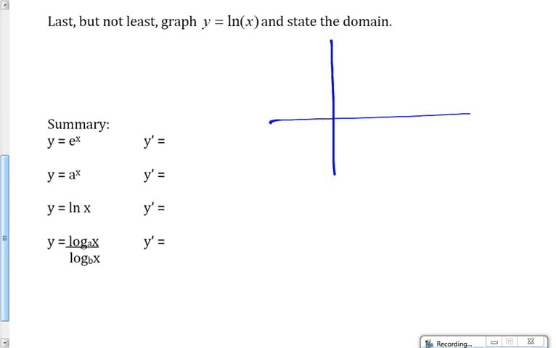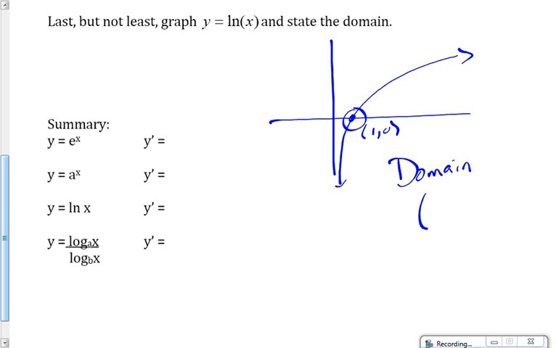One last thing. Y equals natural log x. I'm done anyway. Okay? Natural log x looks like this. Its anchor point is the point 1, 0. Its domain is the open interval 0 to infinity. Okay? In summary, guys, if you just cross this out quickly with me, it's not supposed to have that denominator.